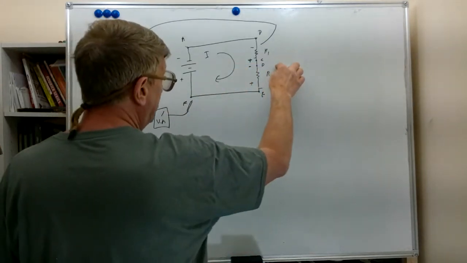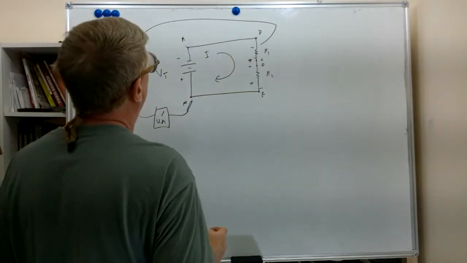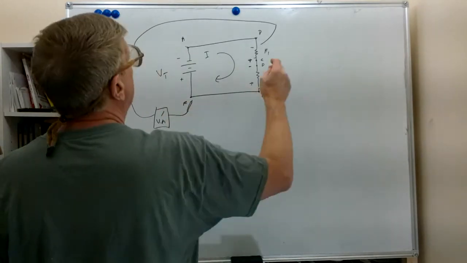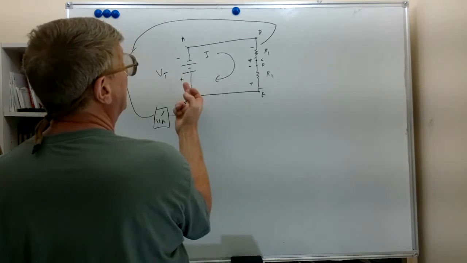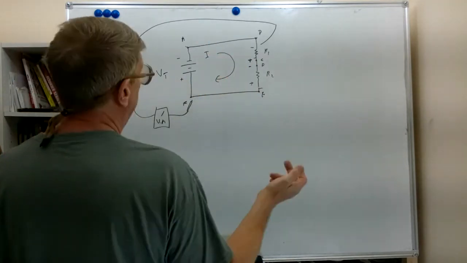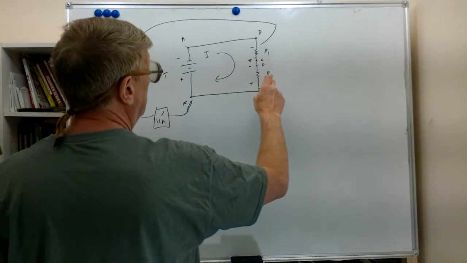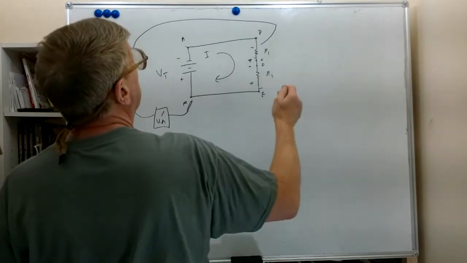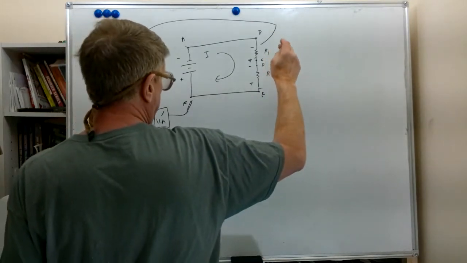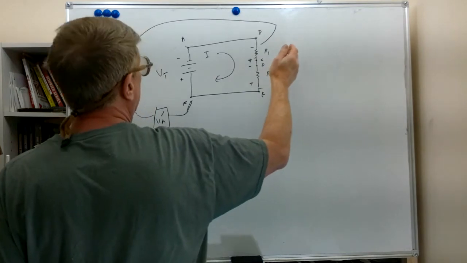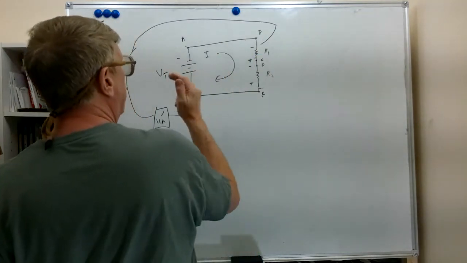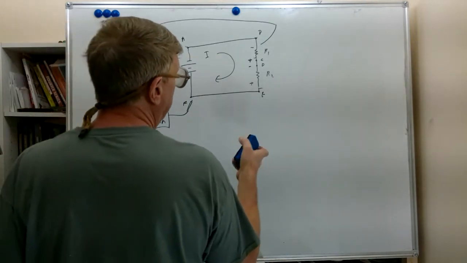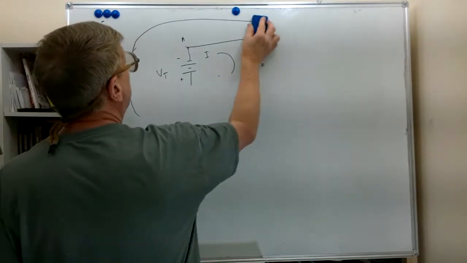The negative end of R2 is closer to the negative end of the source than it is to the positive end of the source. The positive end of R1 is closer to the positive end of the source than it is to the negative end of the source. And by the same token, the positive end of R2 is closer to the positive end of the source than it is to the negative end of the source. The negative end of R1 is closer to the negative end of the source than it is to the positive end of the source. So this is kind of how the polarities of the voltage drops go.